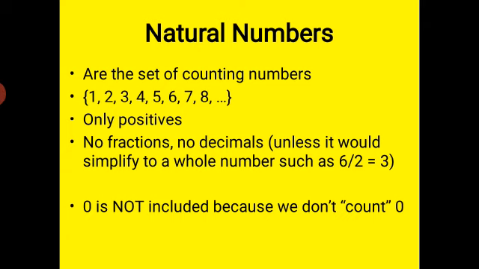So it is only positive numbers that are over here, no fractions, no decimals, unless it will simplify to a whole number, such as 6 over 2 will give us 3, 4 over 2 will give us 2, 10 over 5 will also give us 2, or you can have 16 over 4, which will give us 4. Something like 5 over 2 is not a natural number. The set of natural numbers strictly contains only these positive numbers. 0 is not included because we don't count 0. So 0 is not a natural number.